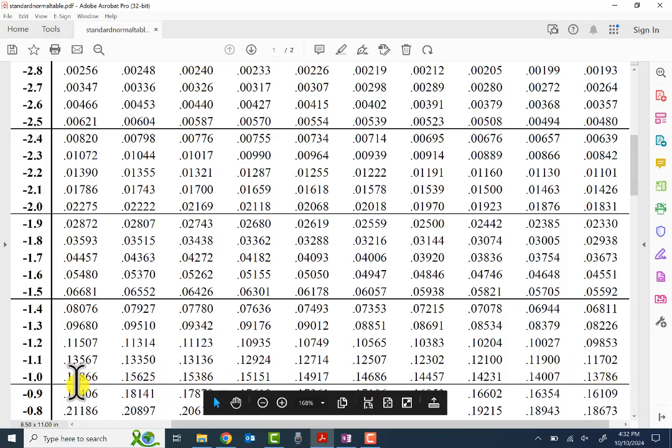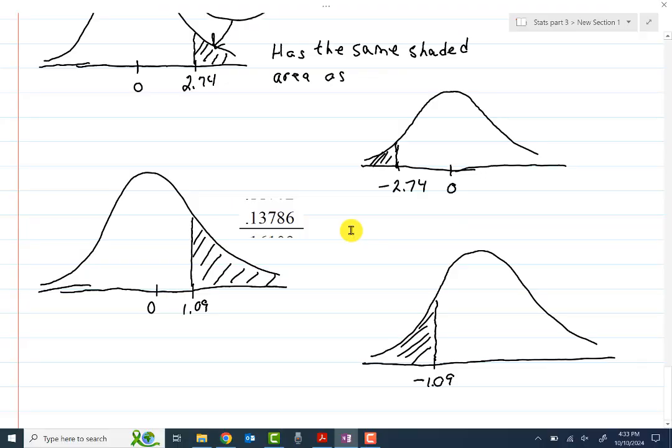Let me just make sure I didn't miss anything. 0, 1, 2, 3, 4, 5, 6, 7, 8, 9. That's our guy there at the end. So that's a little under 14% of the data.